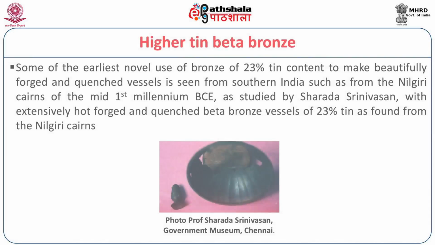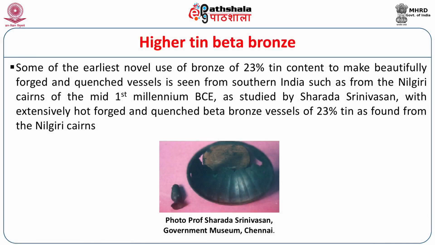So it seems that already in very early antiquity, such as in the Iron Age megalithic cairns of the Nilgiris and the Iron Age burials of Adichanallur in Tamil Nadu, you find these very extensively hot-forged and quenched beta bronze vessels of around 23% tin, which are forged to extraordinary thinnesses, and they represent a very skilled metallurgical tradition, and it points to the fact that bronze metallurgy in ancient India was much more skilled than we understood at present.